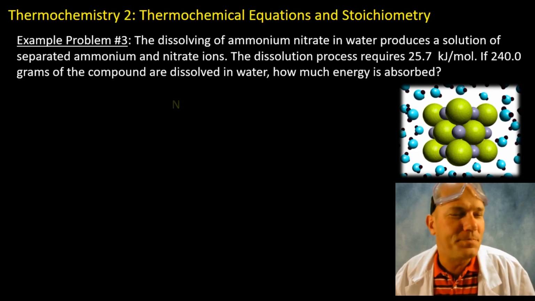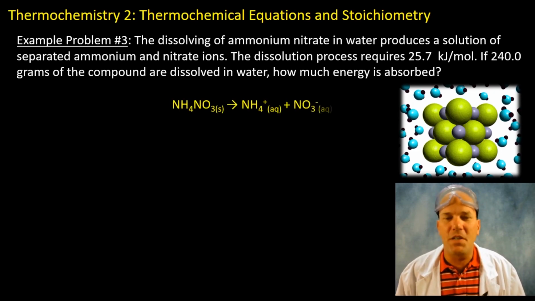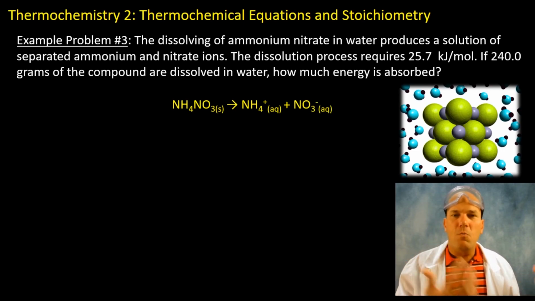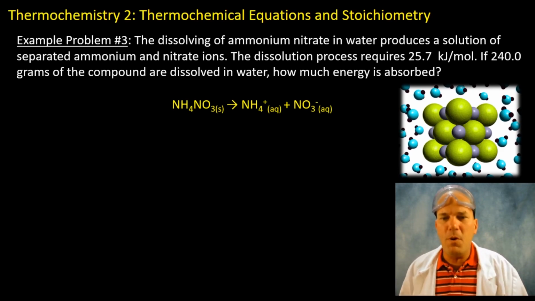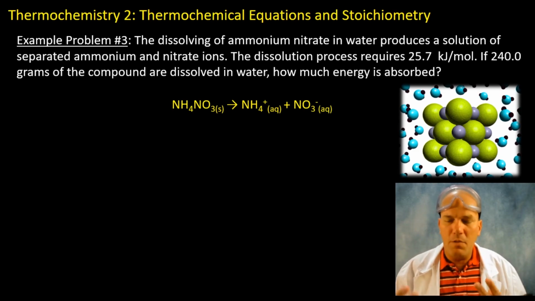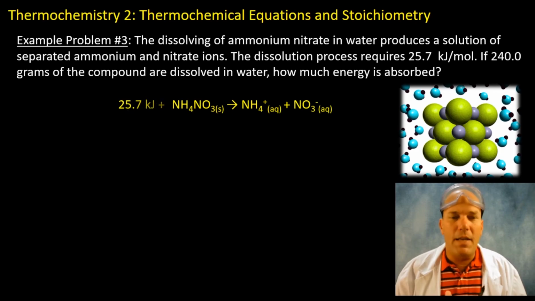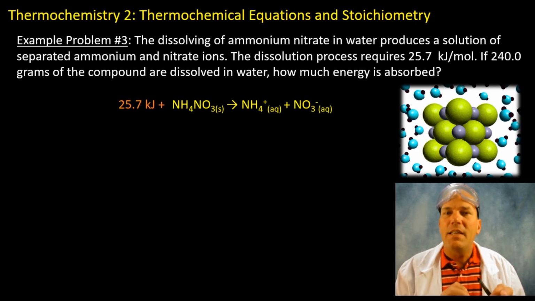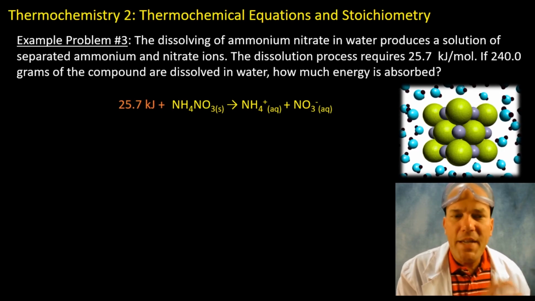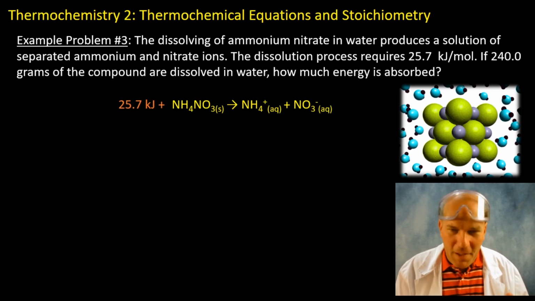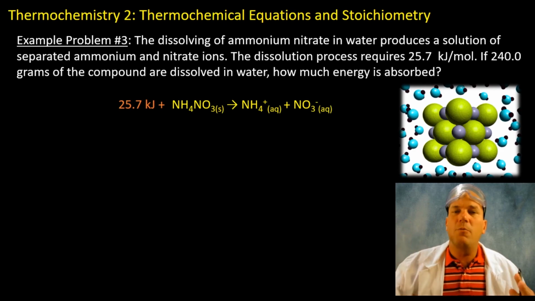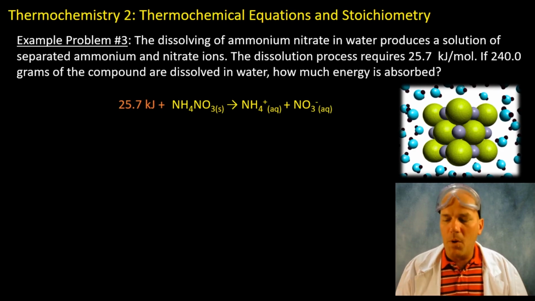This is so cool. Let's look at our dissociation equation. So ammonium nitrate dissociates into 1 mole of ammonium cation and 1 mole of the nitrate polyanion. All right, so we have a 1-to-1 molar ratio here. And now we can indicate the change in enthalpy, and this thermochemical equation is written with 25.7 kilojoules per mole as a reactant for this overall process, which involves a 1-to-1 molar ratio.